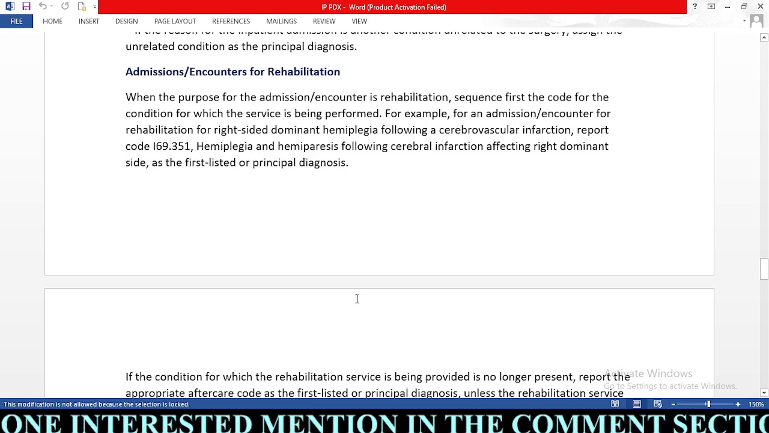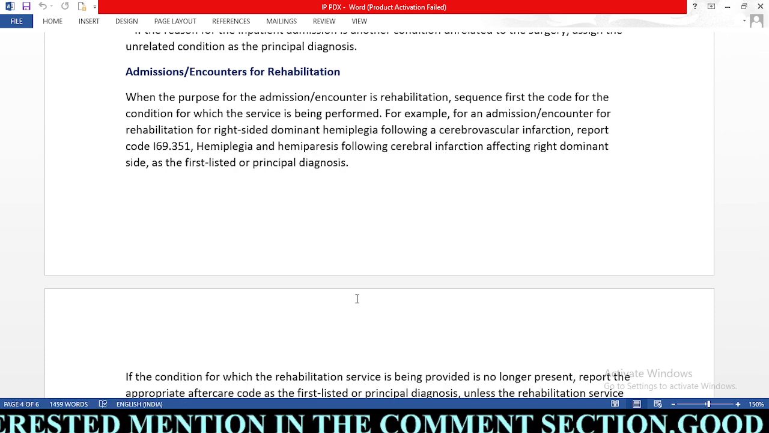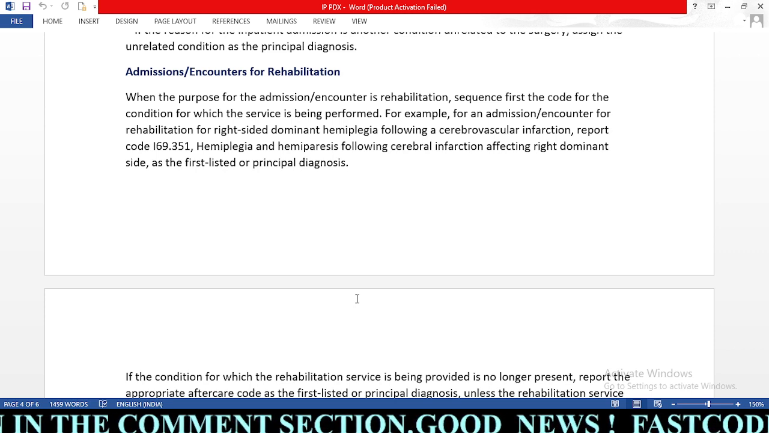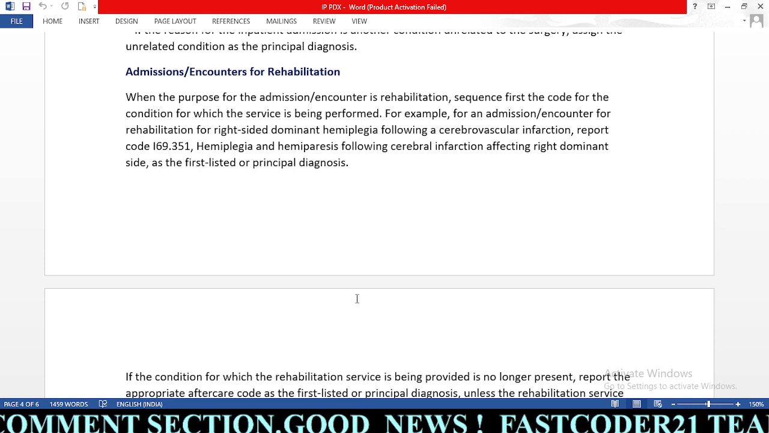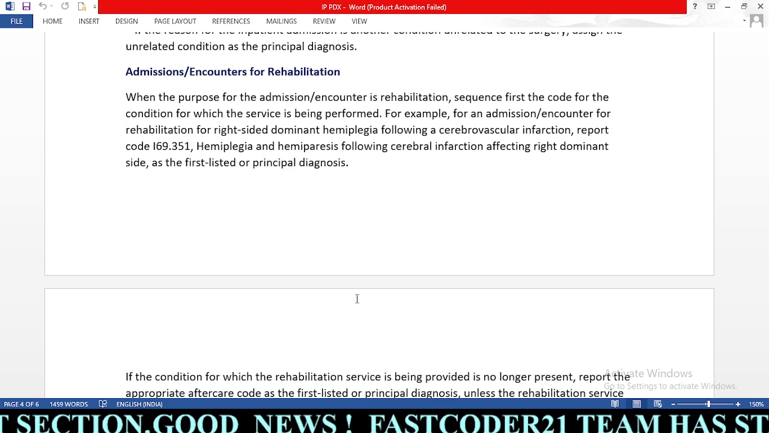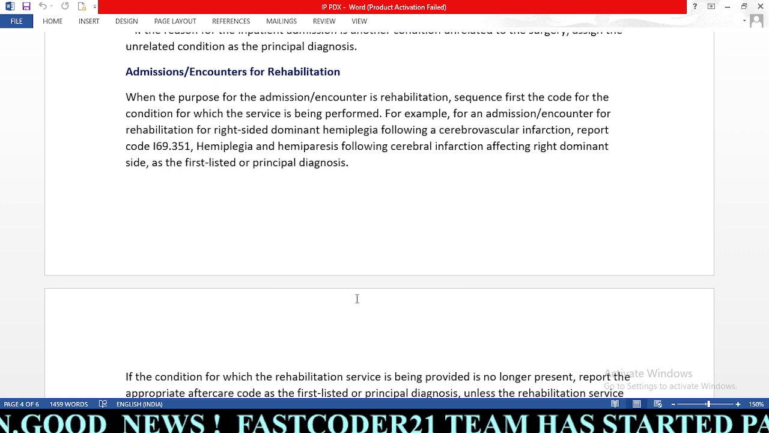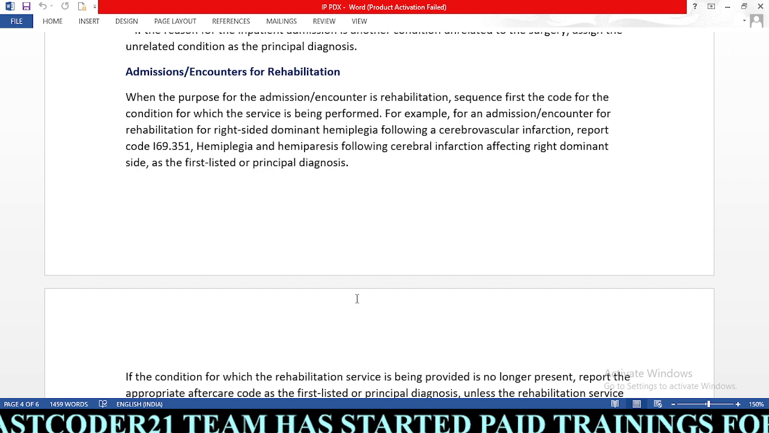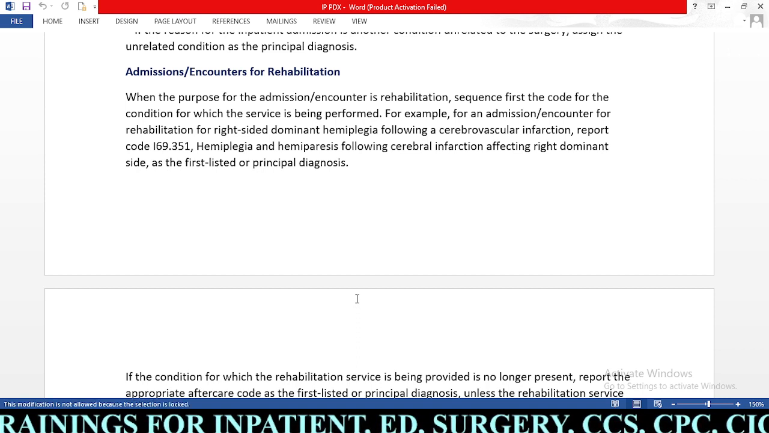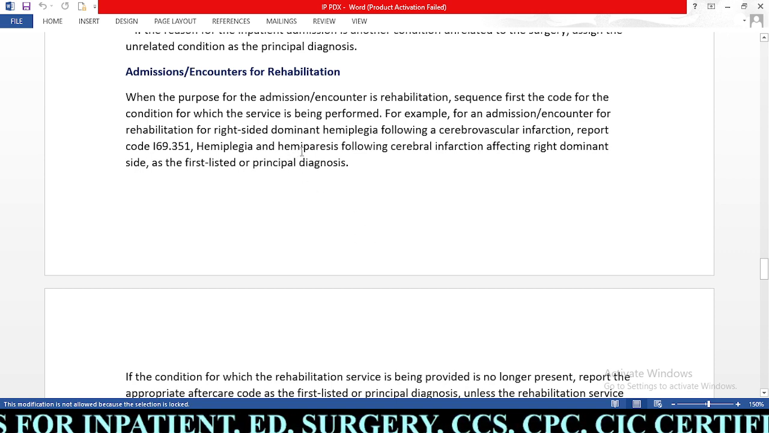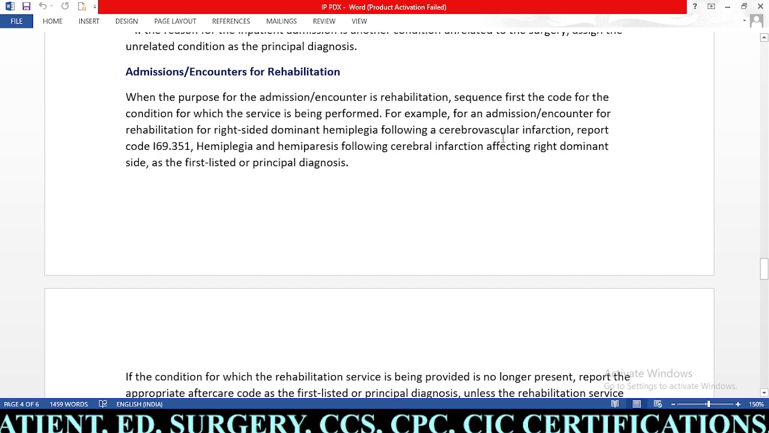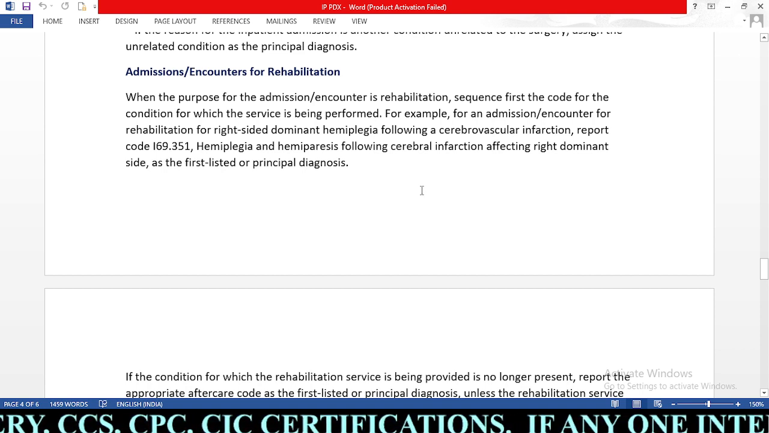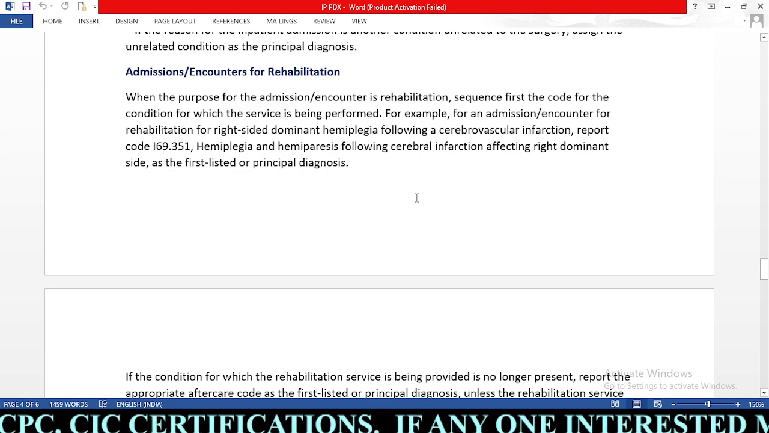Next guideline, admissions encounters for rehabilitation. When the purpose for the admission or encounter is rehabilitation, sequence first the code for the condition for which the service is being performed. So here we have an example. For an admission for rehabilitation for right-sided dominant hemiplegia following a cerebrovascular infarction, we need to report the code I69.351, hemiplegia and hemiparesis following cerebral infarction affecting right dominant side, as the first listed or principal diagnosis. So basically here the patient is admitted for right-sided dominant hemiplegia following a cerebrovascular infarction. So the patient is admitted for rehabilitation in order to recover from hemiplegia. So here hemiplegia will become the first listed or principal diagnosis.